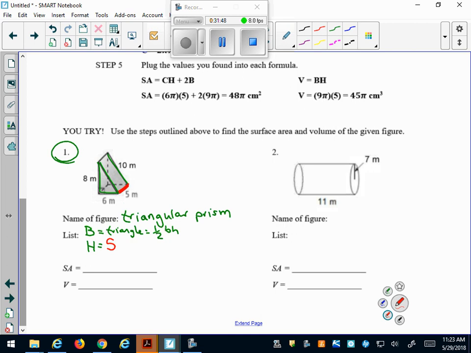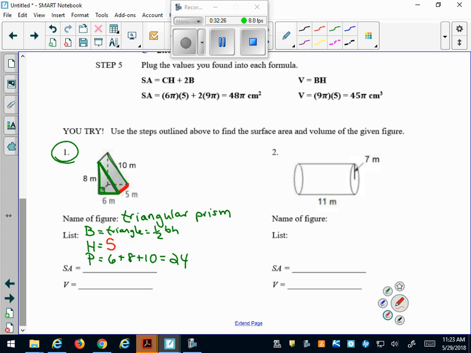And then P, the perimeter of, again, the triangle. What 3 numbers do I have to add together to get the perimeter? Distance around this triangle. Good. 6 plus 8 plus 10. This happens to be a right triangle. Did I have to give you all 3 sides, or could I have given you 2? And then what could you have done to get the third one? Pythagorean theorem, right? Okay, so 6 plus 8 plus 10 is 24.